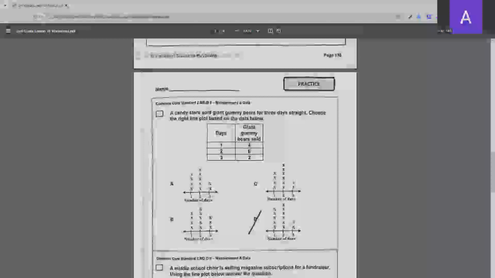So now let's look at day two. 6 gummy bears sold. So all these options should have 6 X's going up and down on day two. For option A, it has 5 X's, so that's incorrect. Option B has 5 X's, so that's incorrect. C is the only option with six X's going up and down. So that's our answer, C.